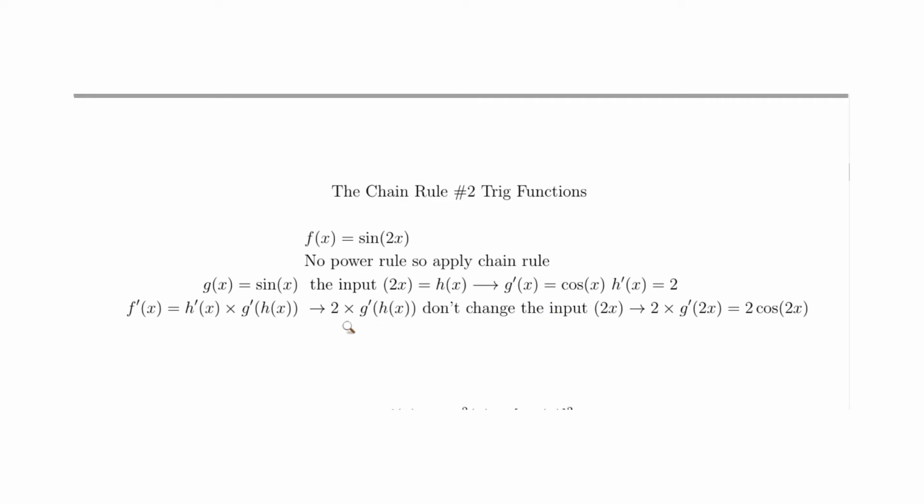So just putting these in one at a time, h prime is 2, because that replaces this one in here, just keep substituting the values, 2 times g prime of h of x. The derivative of g is cosine, so it then becomes, without changing the input, we put the 2x in there as well, so 2 times g prime of 2x equals 2 times cosine of 2x. So the derivative of sine of 2x is 2 cosine 2x. So there we see, we take the derivative of sine and then the derivative of the input and then multiply together and leave the input as 2x.